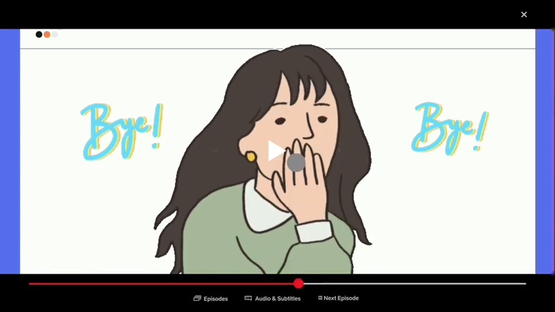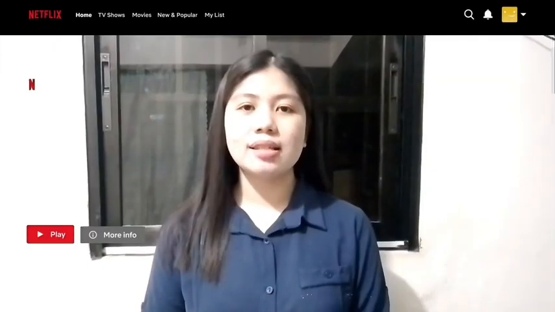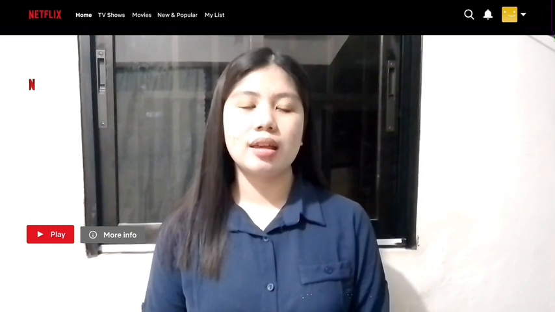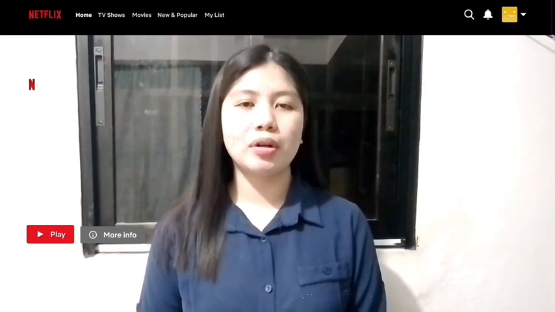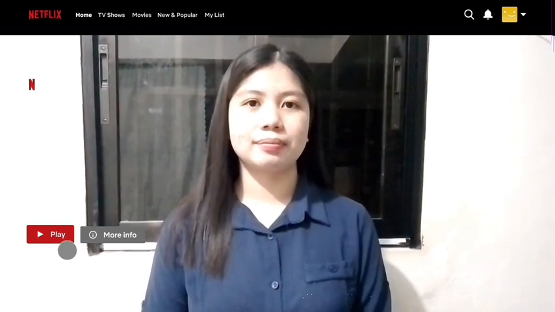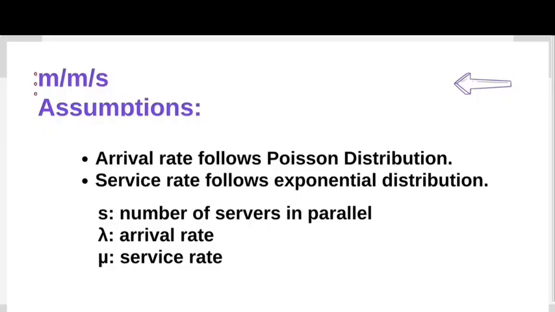That's all for M/M/1 queuing. Next is the M/M/S queuing model. It is when we have a single queue with more than one parallel server. In M/M/S, the arrival distribution of customers must follow Poisson distribution, and the distribution for service time must follow exponential distribution, with S as the number of parallel servers, lambda as the arrival rate, and mu as the service rate.